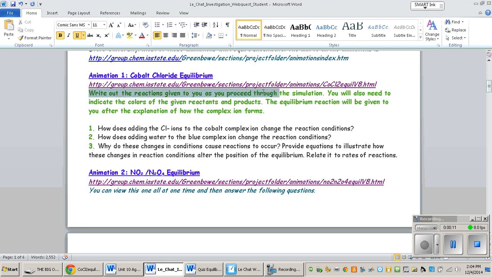Write out the reactions given to you as you proceed through the simulation. You also need to indicate the colors of the given reactants and products. The equilibrium reaction will be given to you after the explanation of how the ions form.